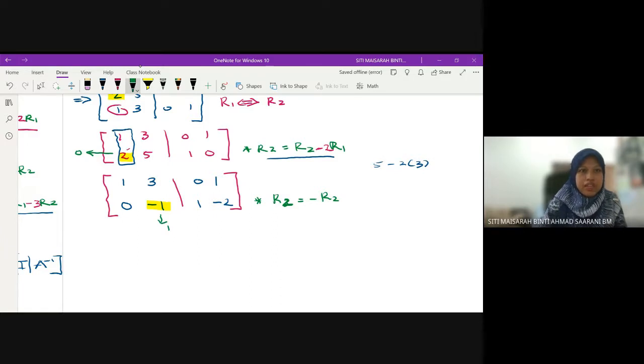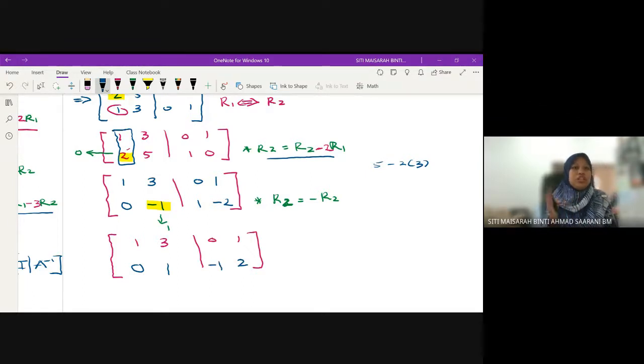Okay. So then the first row is similar. So then we just write. Then second row we multiply with negative 1. So then it's become 0, 1, negative 1, 2. Semua kita darab setiap elemen tu dengan negatif 1. Okay. So then sini dah jadi 1, 0, 1. Atas ni je belum jadi.